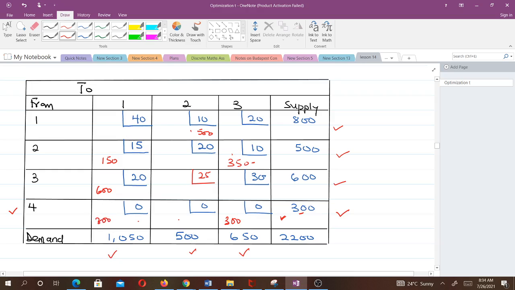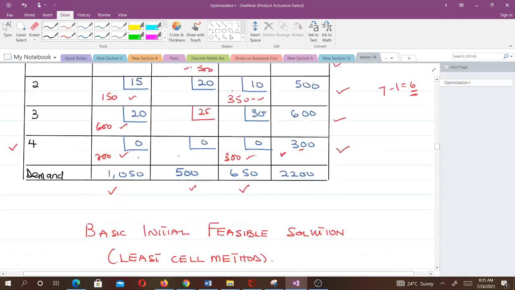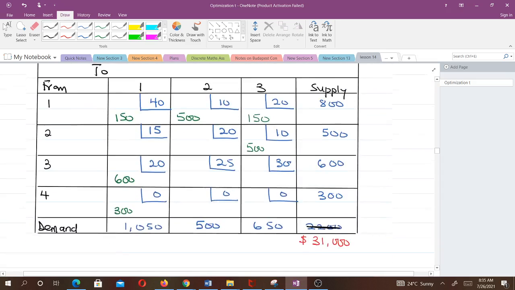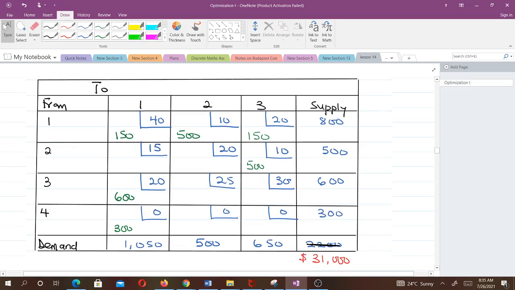And now you can see that we've been able to do all the allocations. And you can see we have 4 rows and 3 columns. So we have 7. So 7 minus 1 is 6. That means there has to be 6 allocations to make sure that we don't have the issue of degeneracy. So let's see that. 1, 2, 3, 4, 5, 6. So you can see that, right? So that's the table, the cell that you can find here. So this is the same thing as what I did, right?